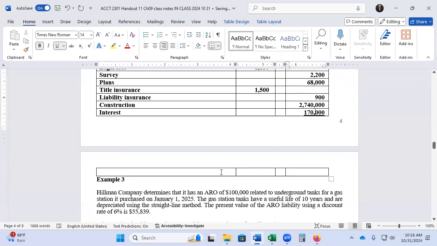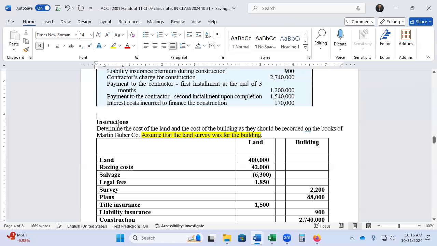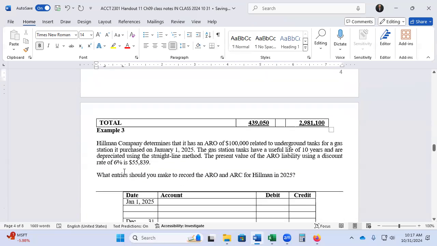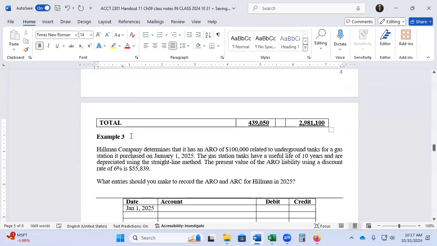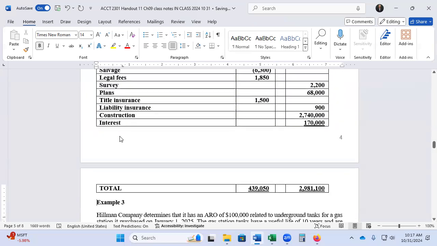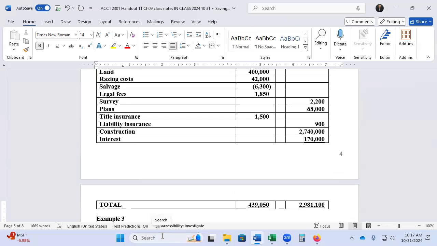Sorry, it looks like it kind of pushed the total column over to the next page. But you have totals. 439,050, and you're building 2,981,000. 2,981,100. Any questions there? So when you looked at your books, you'd have land on your books and building, and this is what you would see.